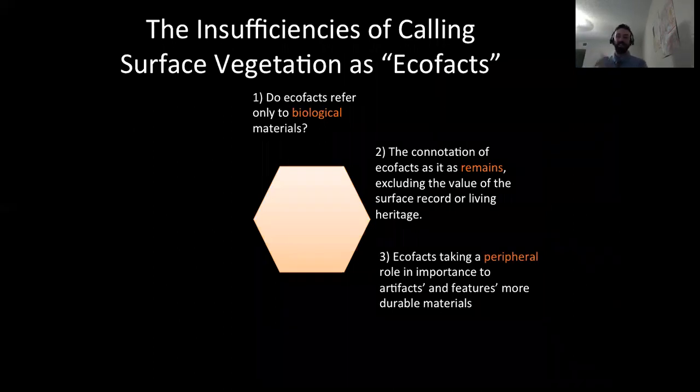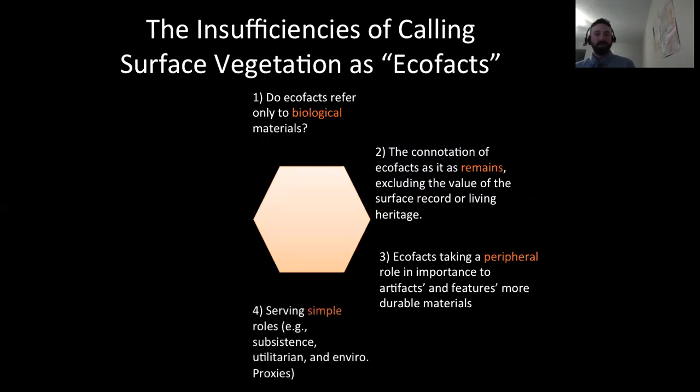Ecofacts are also kind of problematic because they tend to end up on the fray or the periphery, when greater treatment and interest in research questions and a lot more goes into focus on the artifacts and the features, which have a tendency to have more durable materials. And also it tends to be used to address more simple questions.